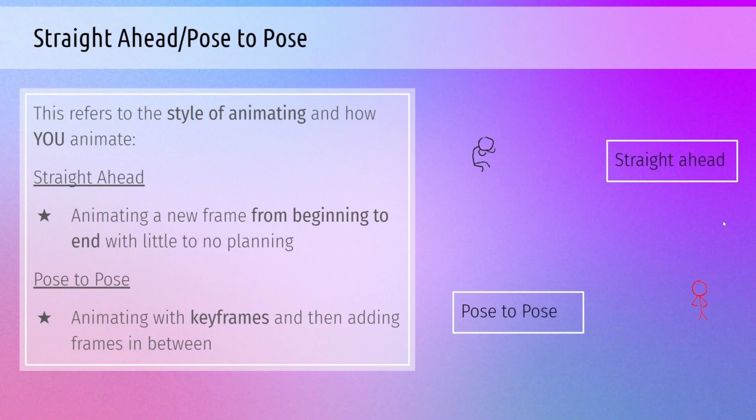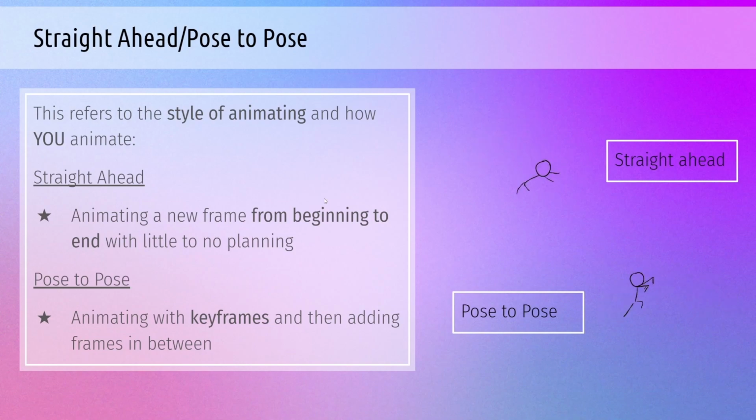Next is straight ahead and pose to pose. This refers to the style of animating and how you animate. Straight ahead animating is animating new frames from beginning to end with no planning. You just kind of go at it. You keep going. For this, I animated two scenes, one with pose to pose, one with straight ahead. With straight ahead, I didn't have anything planned. I knew I wanted him to jump, but I was like, I don't know, maybe he'll fly off the screen. So I just animated him doing that all at once.